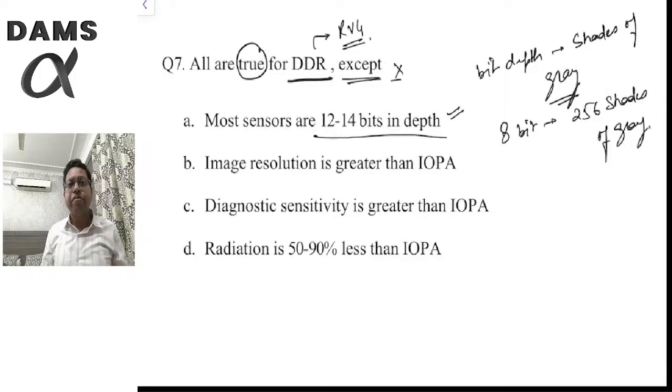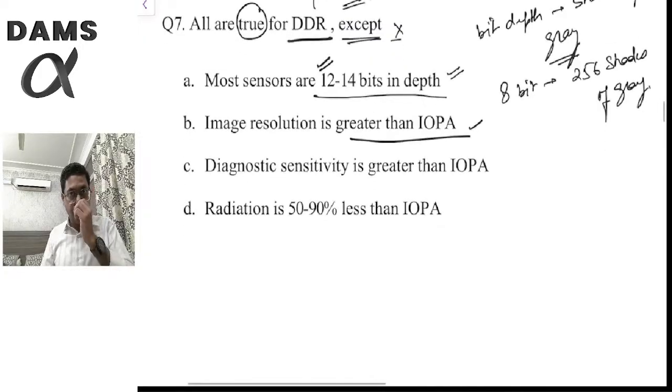We know that X-rays are monochromatic images. They are black and white images, and we are able to identify the pathology and different anatomical structures, bones, soft tissues, etc., depending upon their radiodensity. And the greater the number of shades of gray, the greater would be the ability to distinguish one structure from another. So most of the modern RVGs are 12 to 14 bit in depth. The image resolution is greater than IOPA. It is true. IOPA is intraoral periapical radiograph.